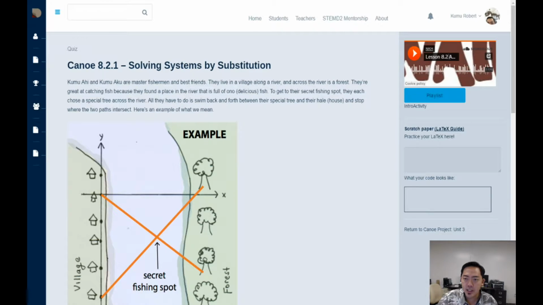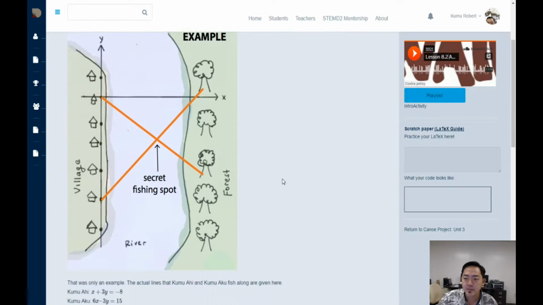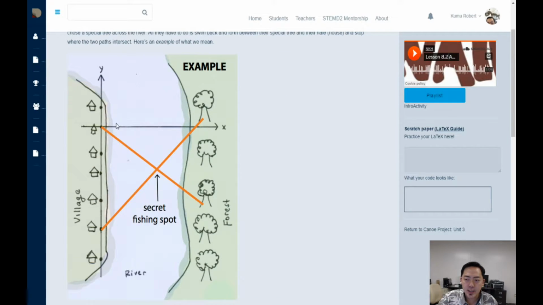In this activity, we'll be taking a look at Kumu Ahi and Kumu Aku. They are both master fishermen and best friends. They are really good at catching fish because they know of a secret fishing spot. In order to get to the secret fishing spot, they must first paddle from their house to a special tree across the river. So one of the Kumu paddle from here to here, and the other Kumu will paddle from here to here. Where these paths intersect is their secret fishing spot.